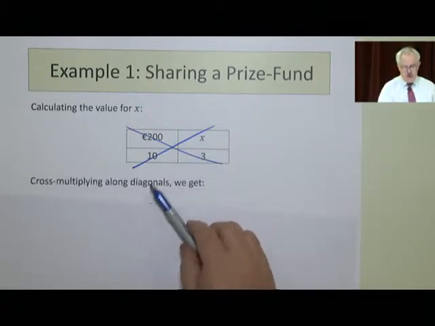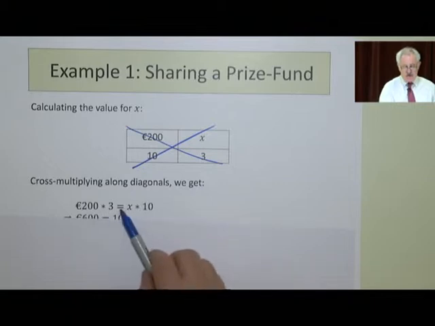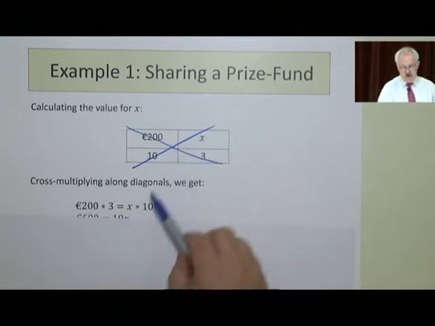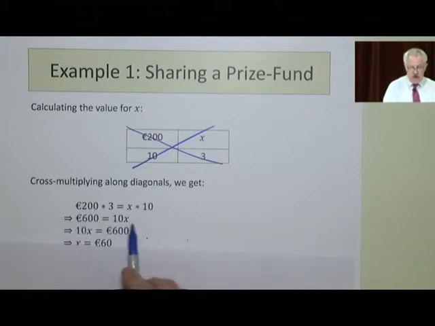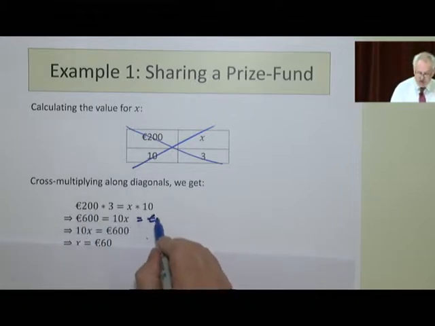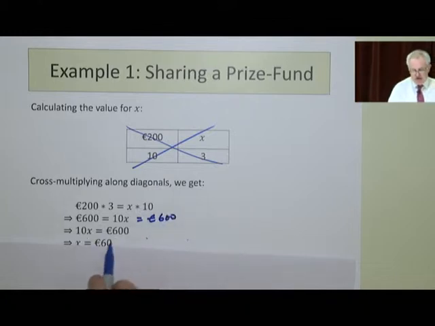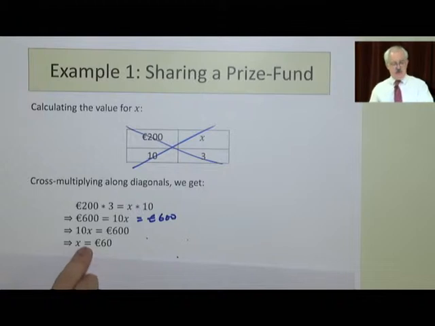So, cross multiplying, I say 200 by 3 is 600. X by 10 is 10x. 600 is 10x. I just flip it. I just write it on the same side again. So 10x is 600. X is 60. So 60 is what somebody got for 3 shares.